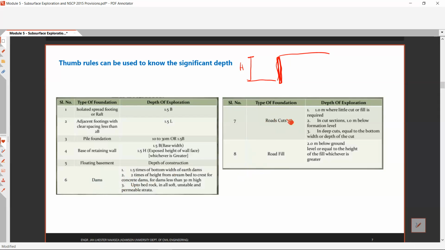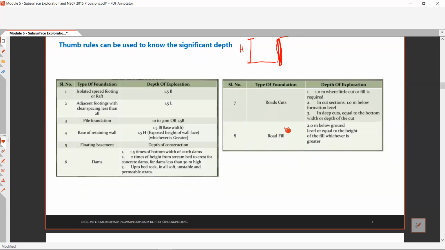For the road cuts, they are just using 1 meter trenches, or in cut sections, 1 meter below the formation level. So that is for the roads. And for the road fill, typically they are exploring 2 meters below the ground level or equal to the height of the fill, whichever is greater.